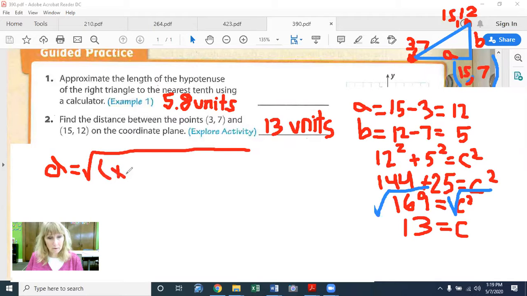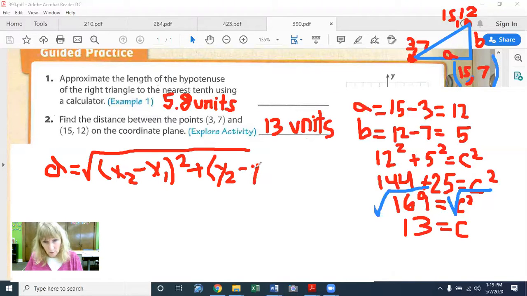X2, it's going to take forever to write this, minus X1 and square it, right? Plus Y2, hopefully you all said it already out there, minus Y1, it's supposed to be a Y, and that is squared. And I don't want you to get confused and think that's an X. Let me fix that. Okay, square root of all of that.